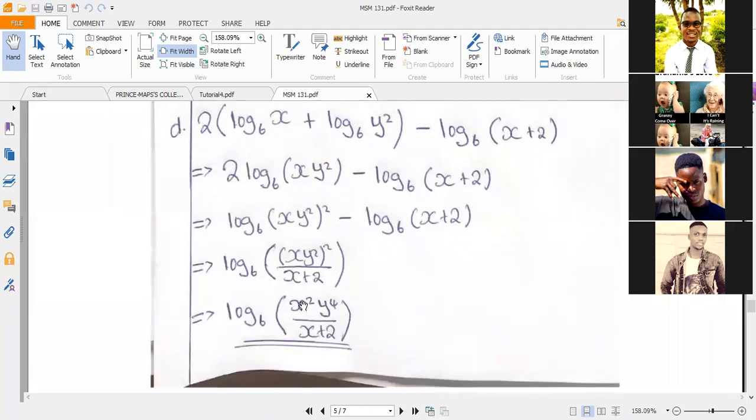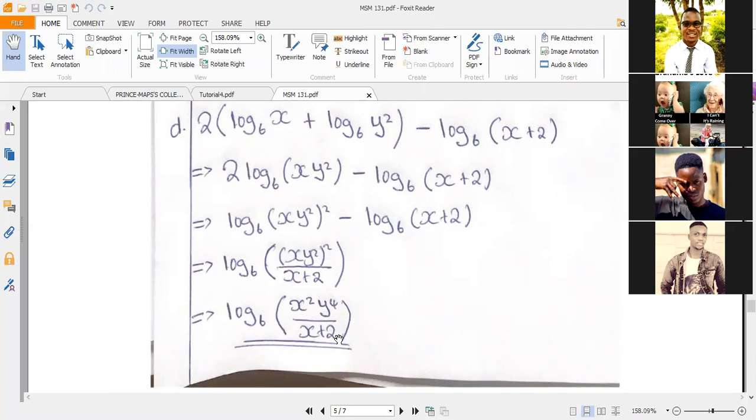If we expand the xy squared in brackets squared, we're going to get x squared y to the 4, over x plus 2. So we'll have log 6, open brackets, x squared y to the power 4 over x plus 2. So that's what we have.